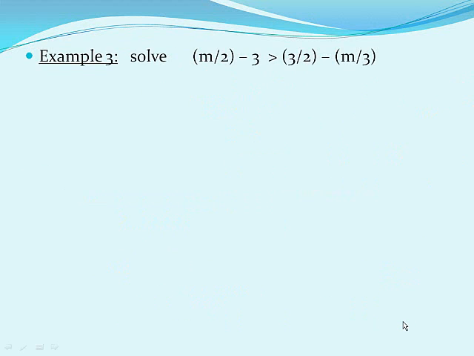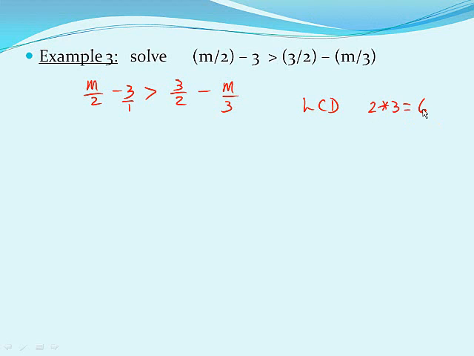Here is an example of an inequality with fractions. So we need to solve this inequality: m/2 minus 3 is greater than 3/2 minus m/3. So we take the LCD of the denominators. We have the denominators 2, 1, 2 and 3. So the LCD is going to be equal to 2 times 3, equal to 6.